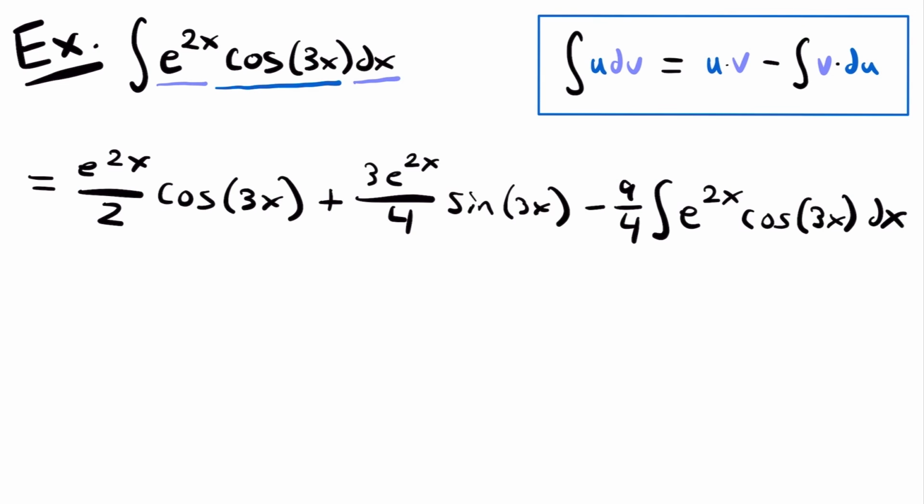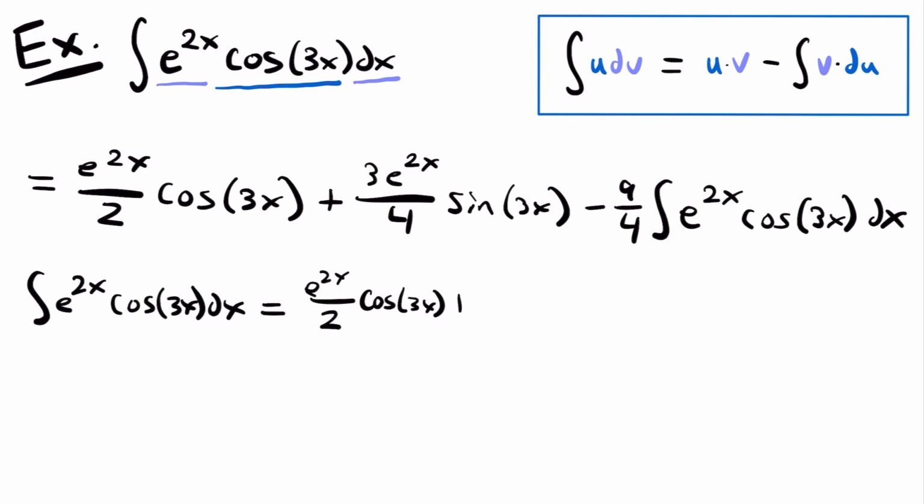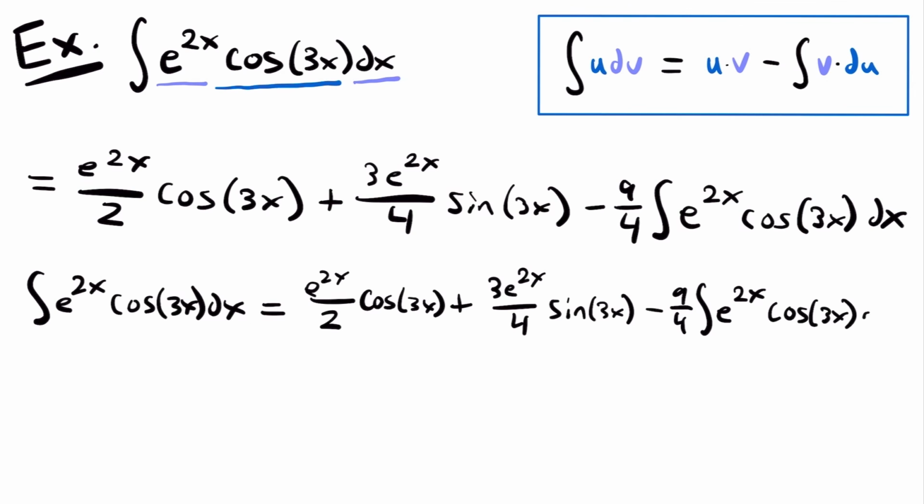So we'll have that the integral of e to the power of 2x times cosine of 3x dx is equal to all of these terms, right? This is just our integral up here. And so we'll have e to the power of 2x divided by 2 times cosine of 3x plus 3 times e to the power of 2x divided by 4 times sine of 3x minus 9/4 times the integral of e to the power of 2x times cosine of 3x dx.